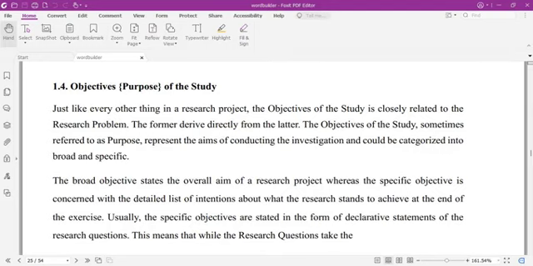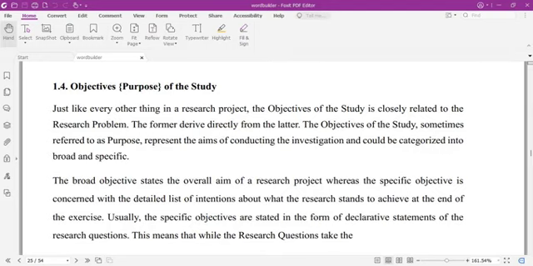The objective is the purpose of the study, your reason for going into that study. What are your aims? What do you plan to achieve? That's the objective. Like we said, it derives from the research problem. You talk about the problem first, and then you go into the objectives. It's categorized into two: the broad and the specific. Broad is the wider aspect, and then you have the specific.